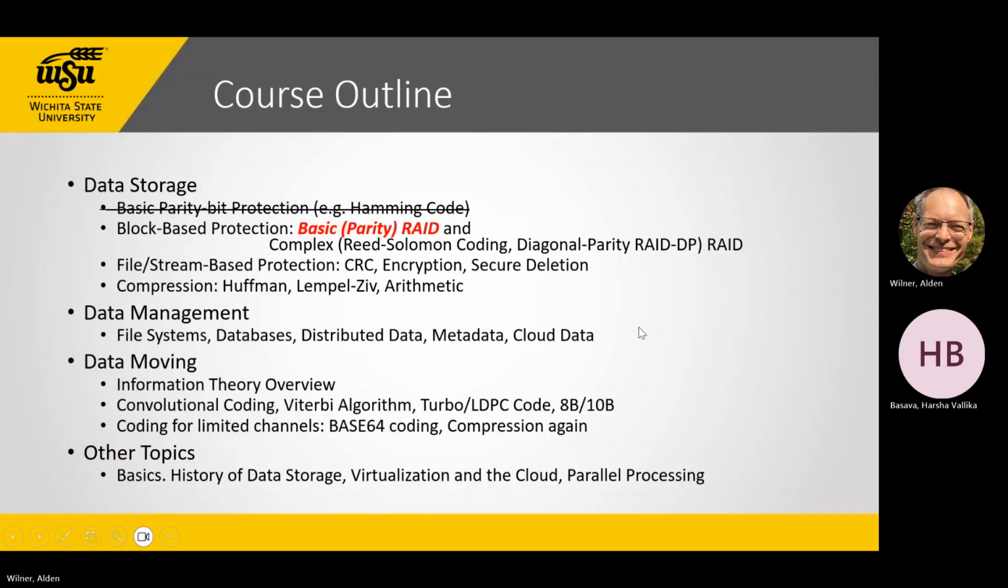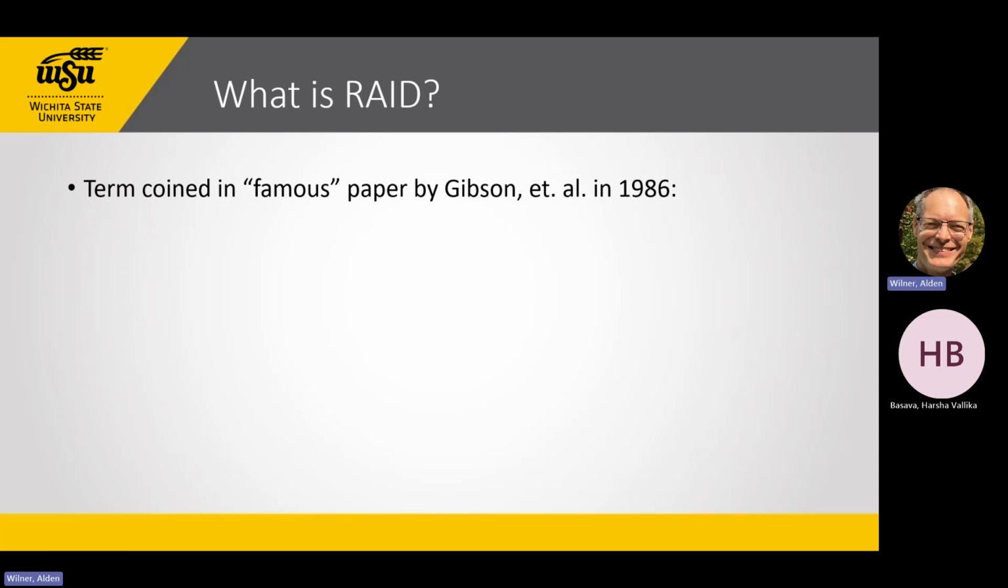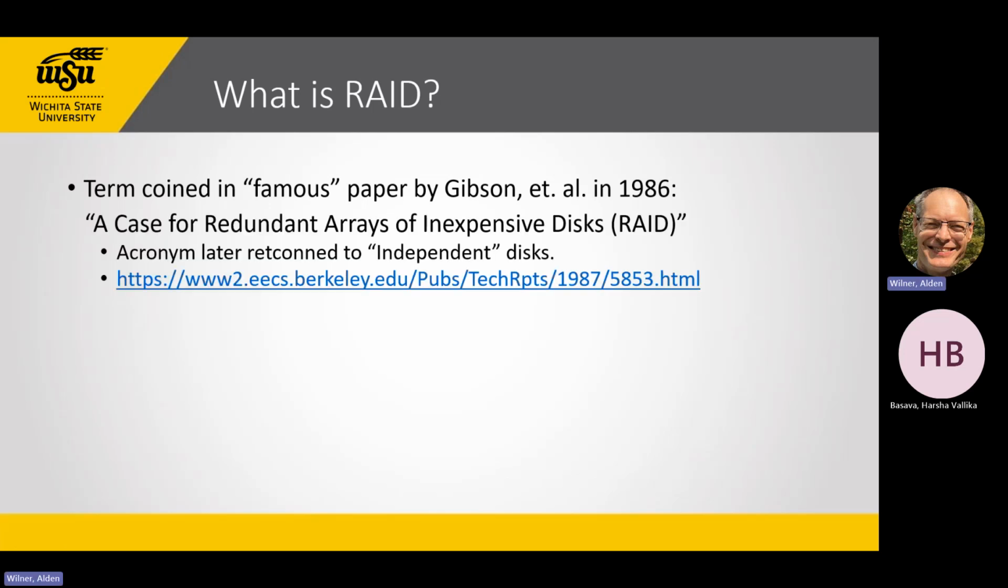So we are, of course, here in our outline on basic parity. We're going to go through just the basics of what RAID is and what parity protection is. So what is RAID? It comes from a scholarly paper by Gibson, the main author, in 1986. It was called A Case for Redundant Arrays of Inexpensive Disks.